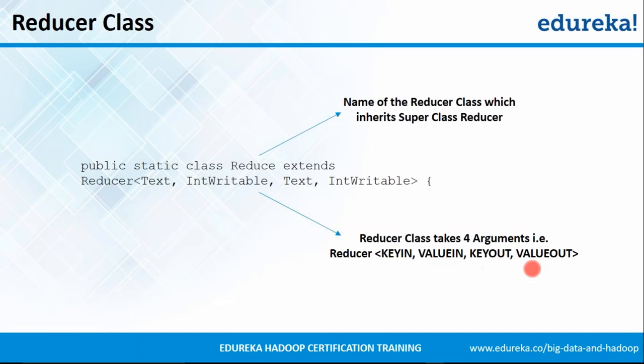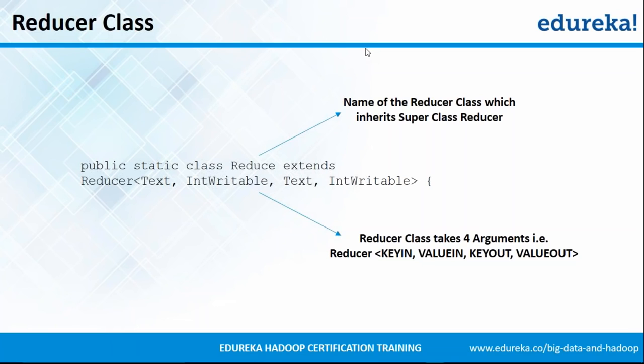Now we need to mention the types of these values. As you can see here, the input key for the reducer is set to Text, the input value is IntWritable, the output key is Text, and the output value is IntWritable. This is how we are declaring the reducer class. So guys, are you clear with this?